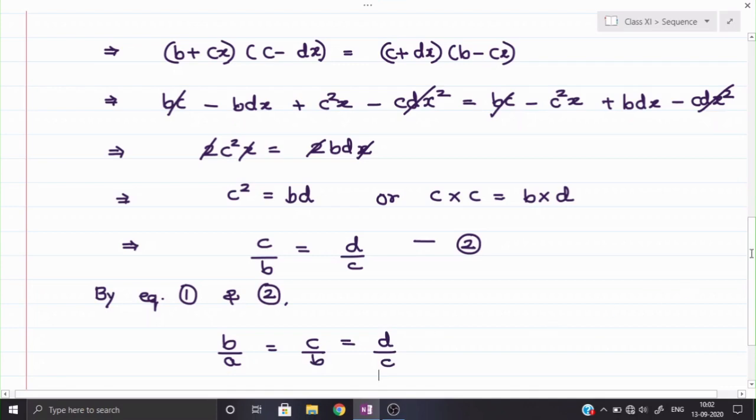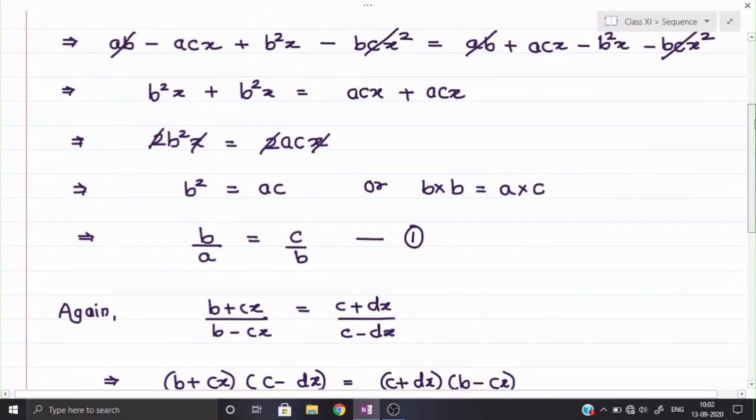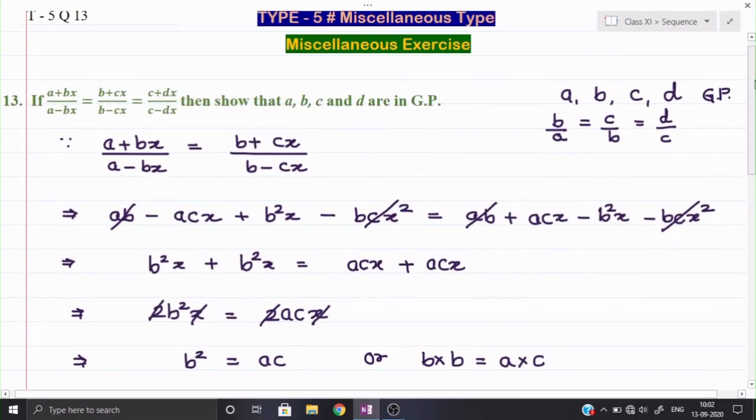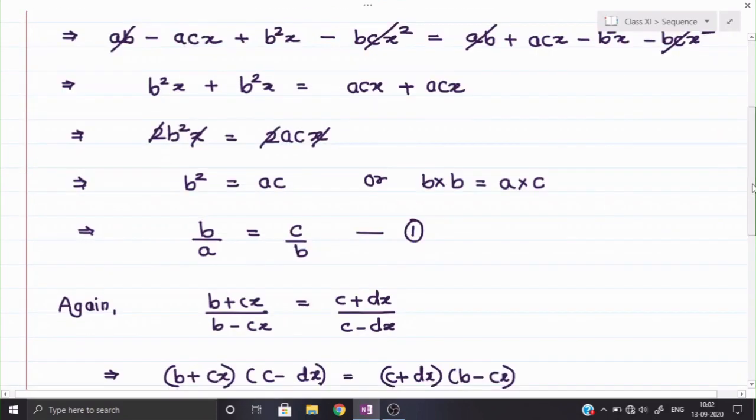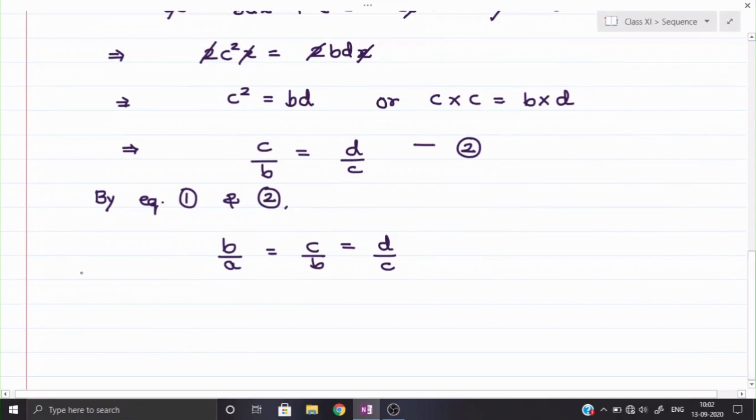Observe, in the beginning only I explained to you, if A, B, C, D are in GP, then B upon A is equal to C upon B is equal to D upon C, and that we have proved here. B upon A, C upon B and D upon C are equal. So we can say that their common ratio is the same. Therefore we can say here A, B, C, D are in GP.